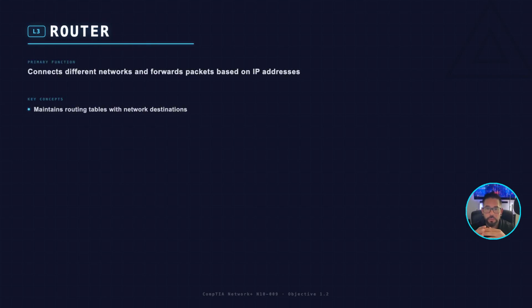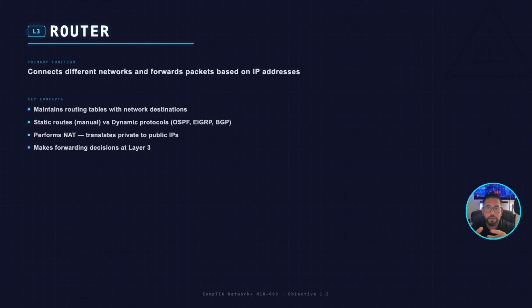The first appliance we will discuss today is the router. A router is a layer 3 device that connects different networks together and makes forwarding decisions based on IP addresses. Routers help us maintain routing tables that contain information about network destinations and the best path to reach them. They can use static routes or dynamic routing protocols like OSPF, EIGRP, or BGP, just to make sure they can learn those routes automatically. The routers also perform network address translation, or NAT, and often include basic firewall functionality.